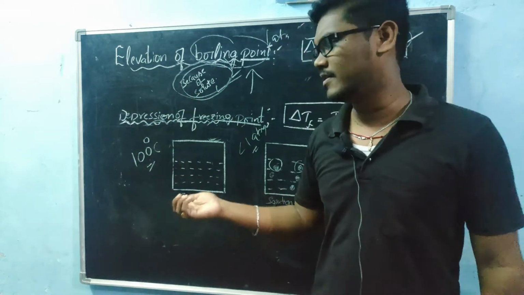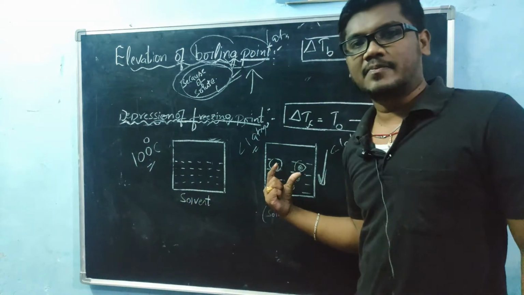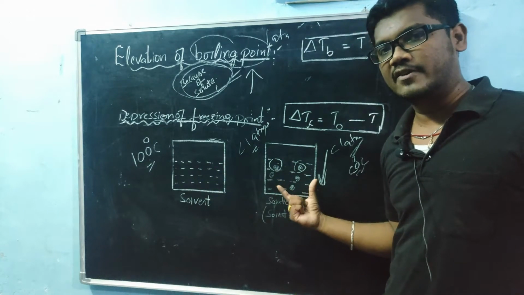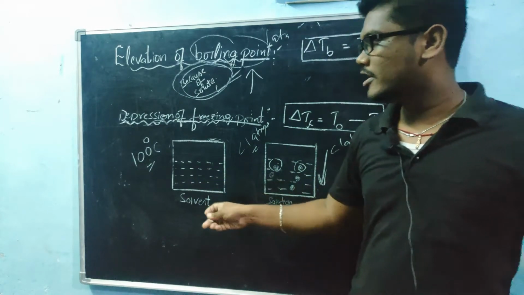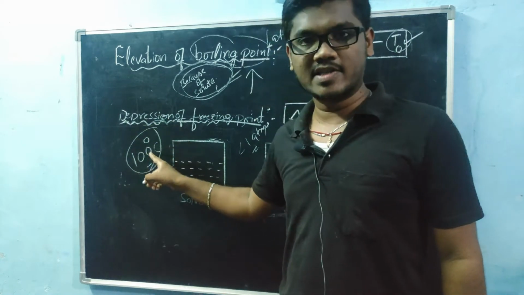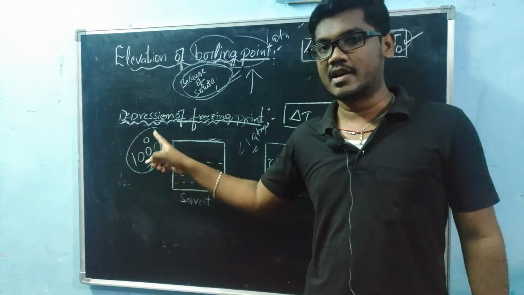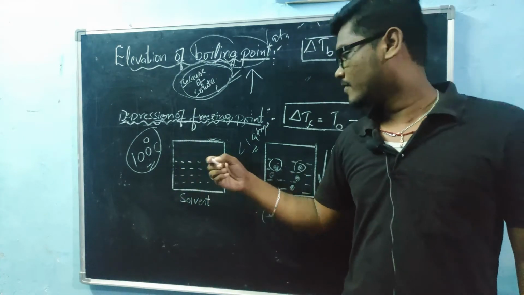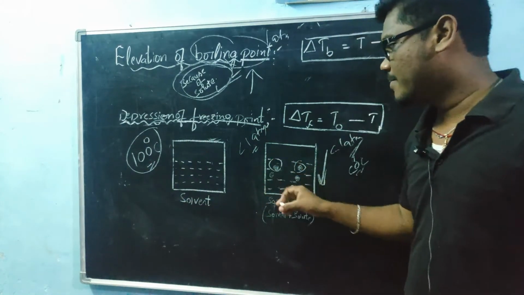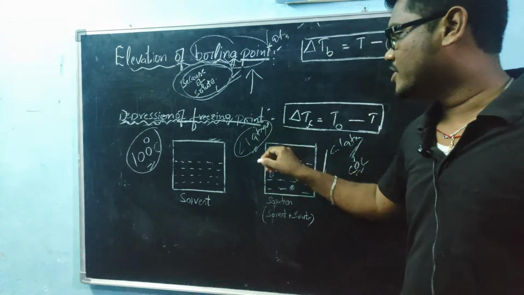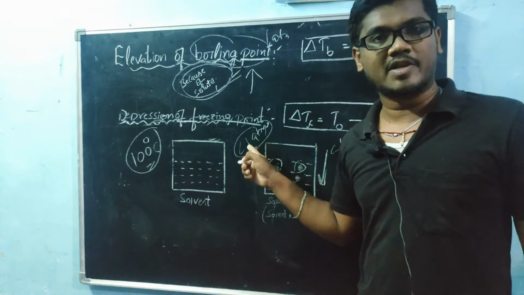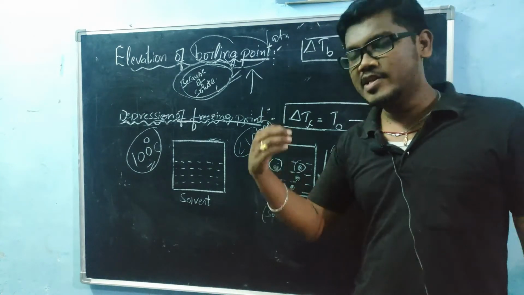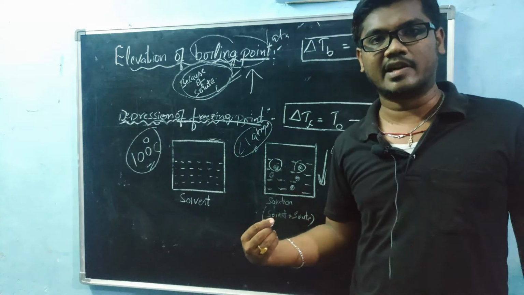But how can we justify it? Let us take two vessels. The first vessel is completely filled with pure water and the second vessel is filled with salt solution. We know that the boiling point of water is 100 degrees centigrade, nothing but the temperature at which the vapor pressure is equal to 1 atmospheric pressure. Coming to the second vessel, at the same 100 degrees centigrade, the vapor pressure is less than 1 atmospheric pressure, because the presence of the solute decreases the vapor pressure at 100 degrees centigrade.